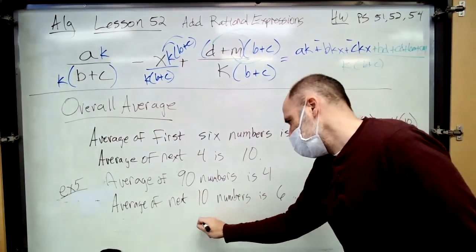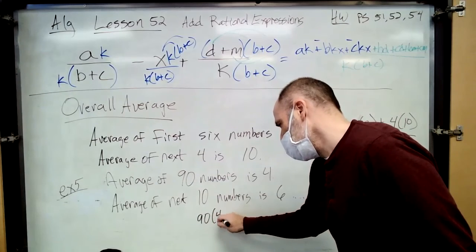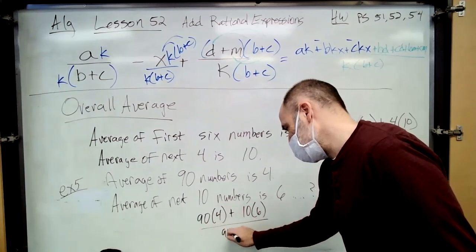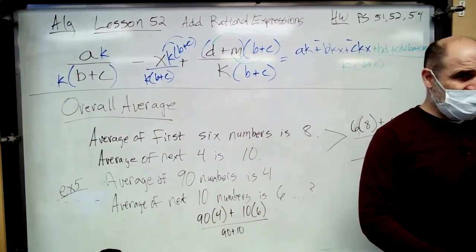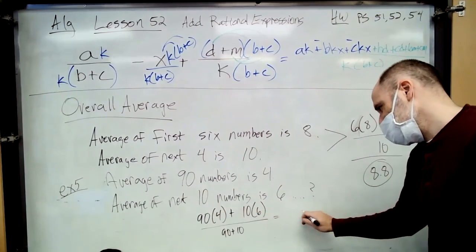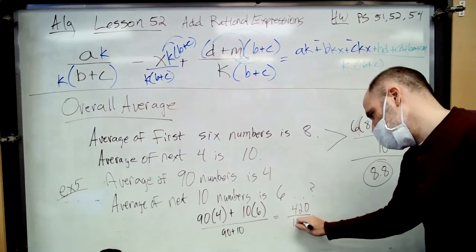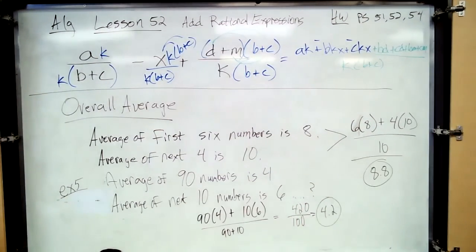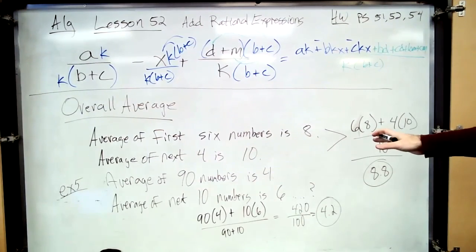So let's do that. 90 times 4 plus 10 times 6, all divided by 90 plus 10, because there's 90 numbers and then 10 numbers, so 100 numbers. That's 420 divided by 100, which is 4.2, which makes sense because it's got to be closer to 4, because there's 90 4s and only 10 6s. It's not going to be in the middle or closer to 6. It's going to be way closer to 4 because that's where most of the numbers are. Does this feel okay? All right, good.